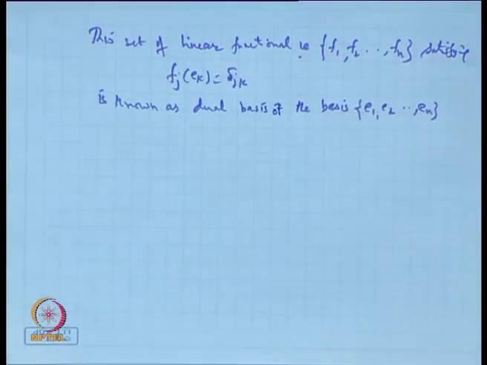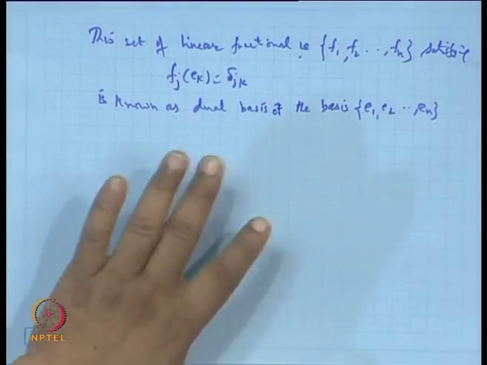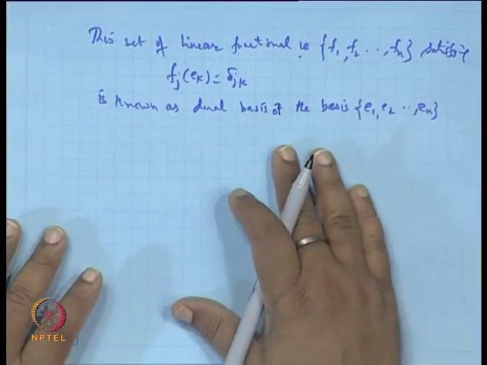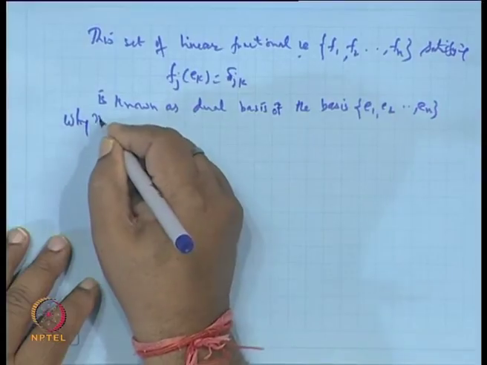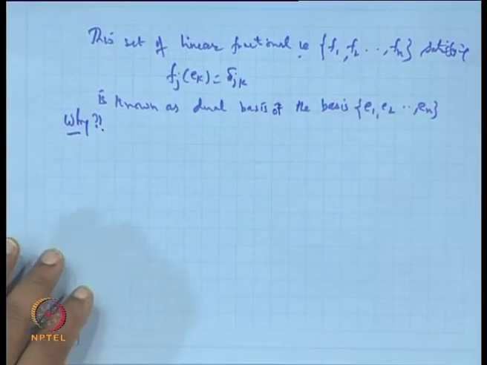But why is it known as the basis? Because basis means it should be linearly independent and it should span the whole class. So, the dual basis of this. In fact, we will show why. The question is why.